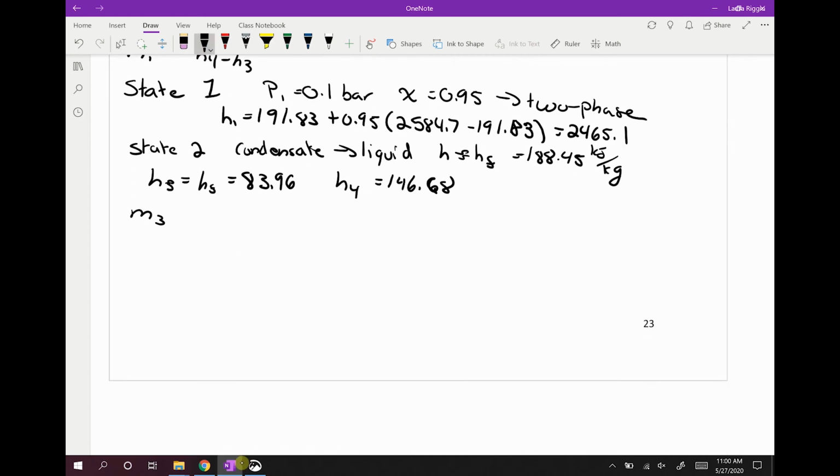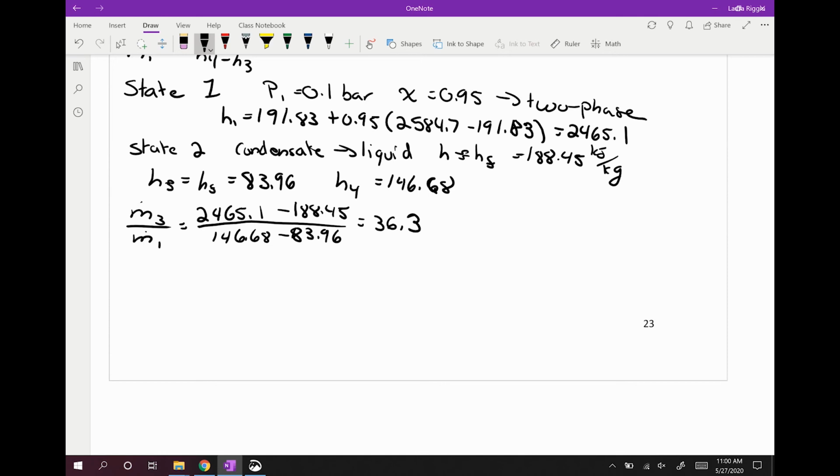So we have our ratio of our mass flow rates equal to 2465.1 minus 188.45 over 188.5 minus 83.96. Our ratio of our mass flow rates is 36.3.